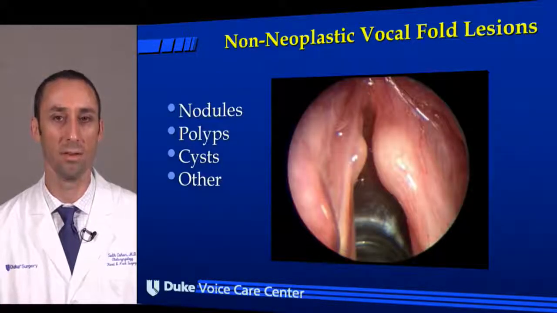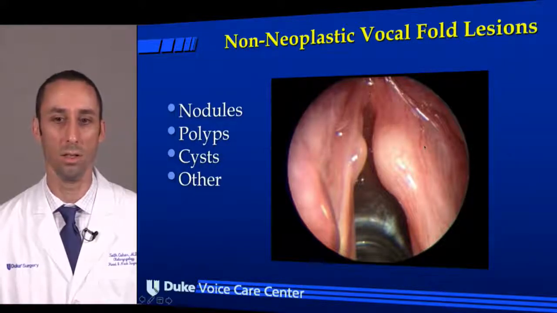So let's go through some various lesions and talk about the various types, where they occur, and how we can address them. And this is just an example of some of the lesions that we're going to talk about. You see a very large cyst over here and a more polyp-like lesion over here on the left vocal fold.